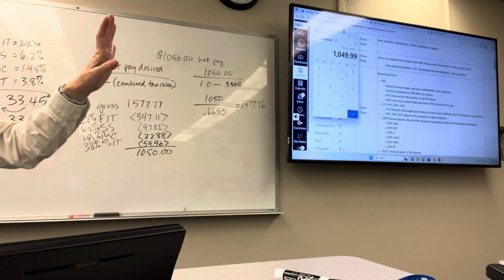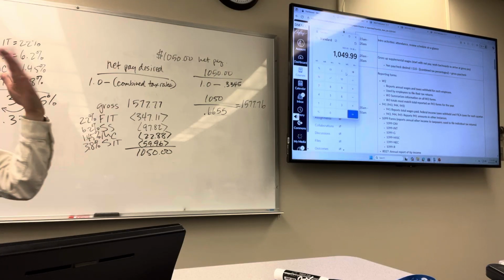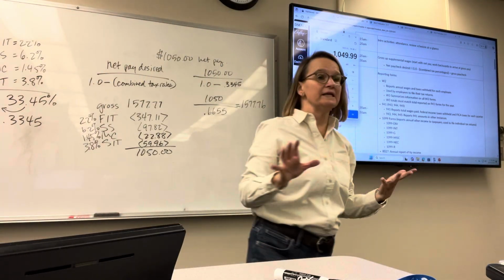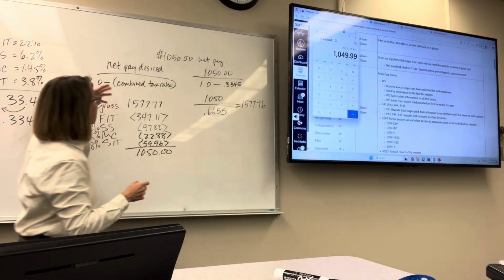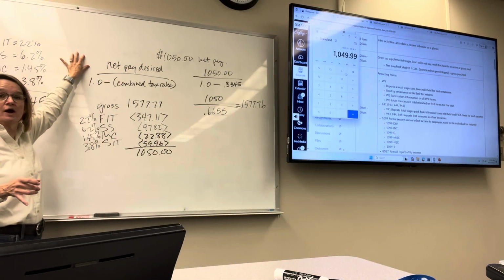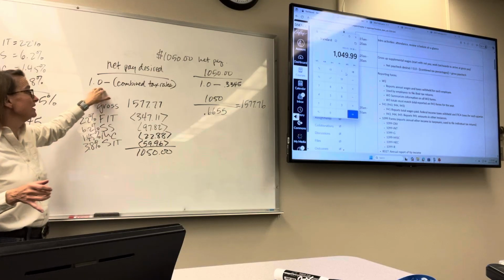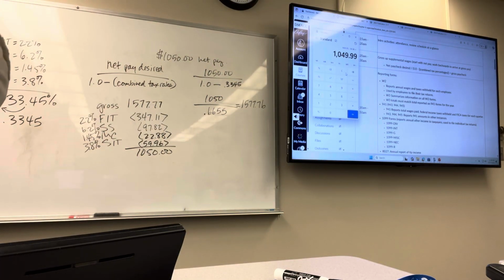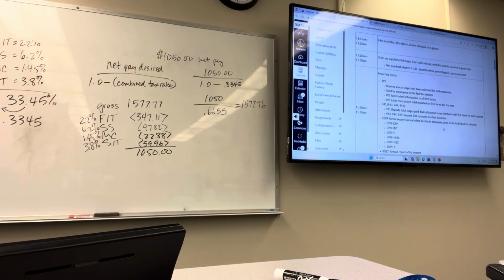Any questions about that? A lot of students seem to get kind of caught up in it and think it's difficult, but it's really not. So again, remember, whatever pay you want them to walk away with, and then 1.0 minus those combined tax rates. Any questions about that process? Okay. Let's move along.